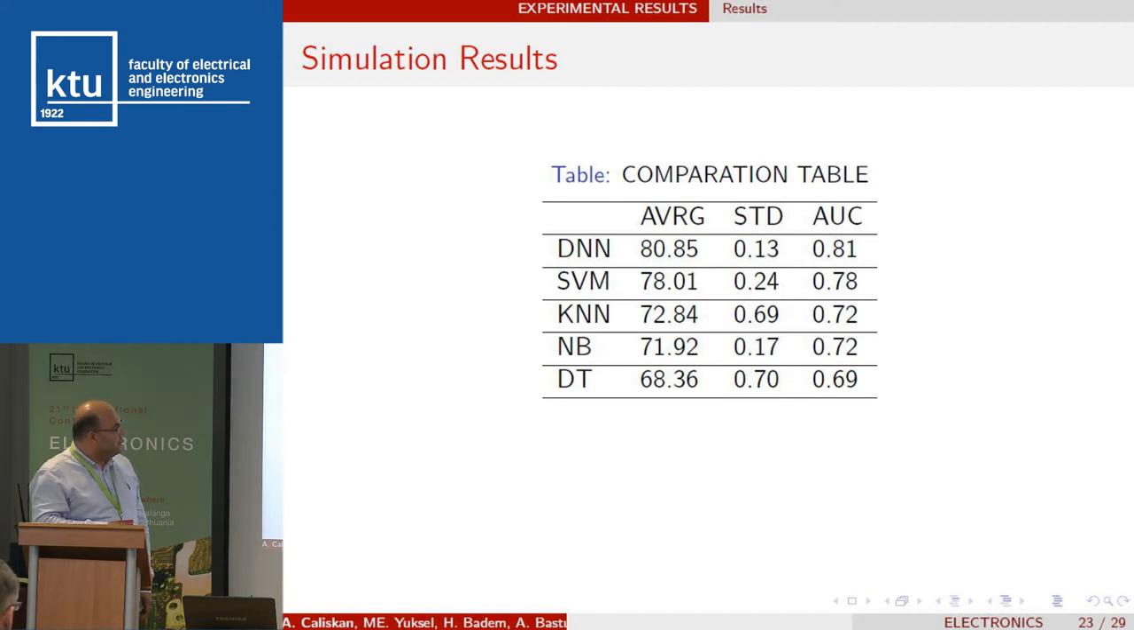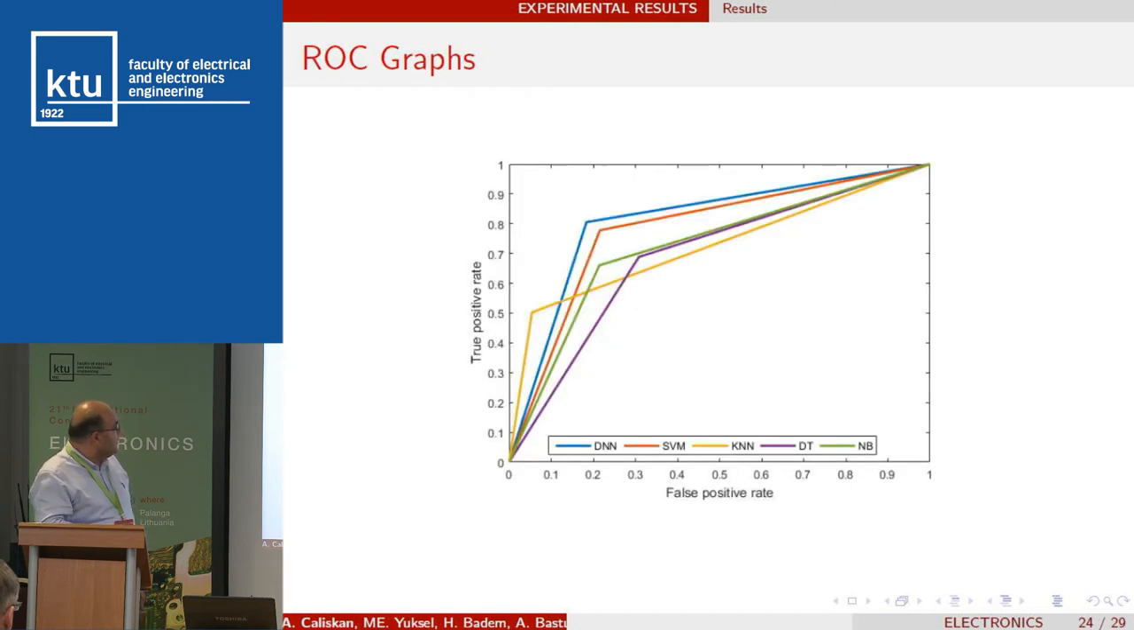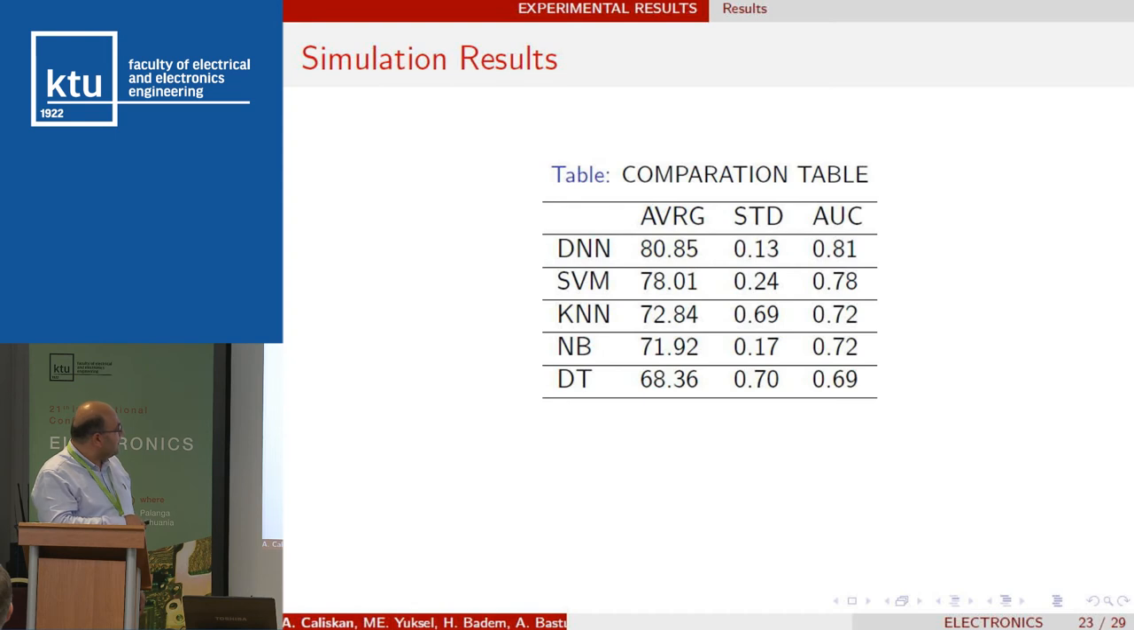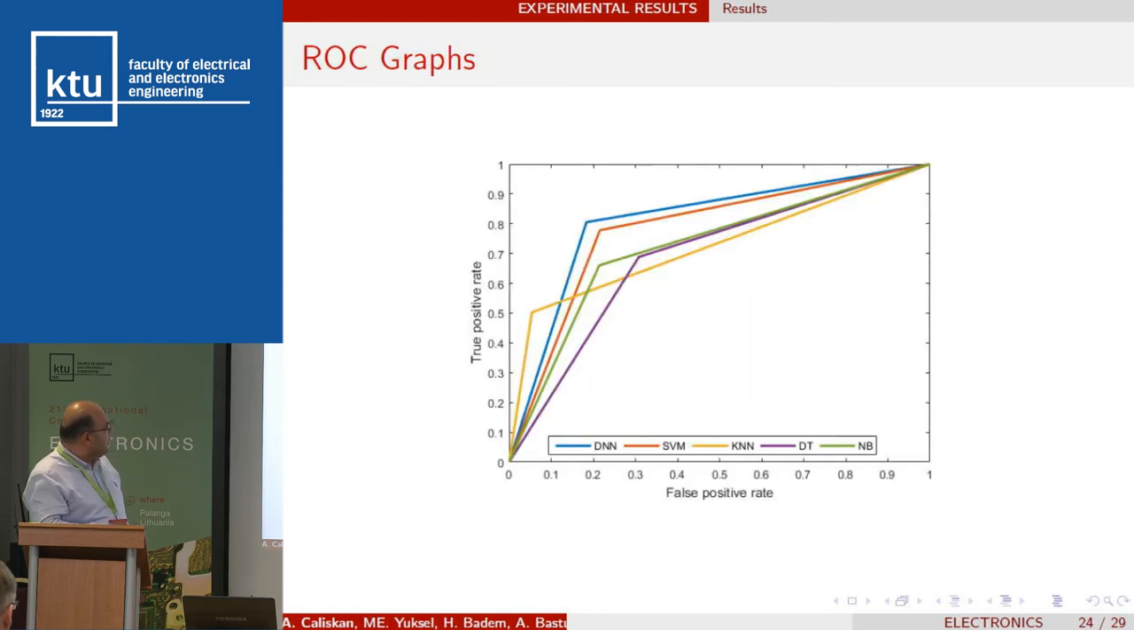DNN also has the best AUC value. What does AUC value mean? You see DNN with the blue curve. The area under the blue curve is largest for DNN, it has the largest value. The AUC value approaches 1. This means your classifier approaches perfection.